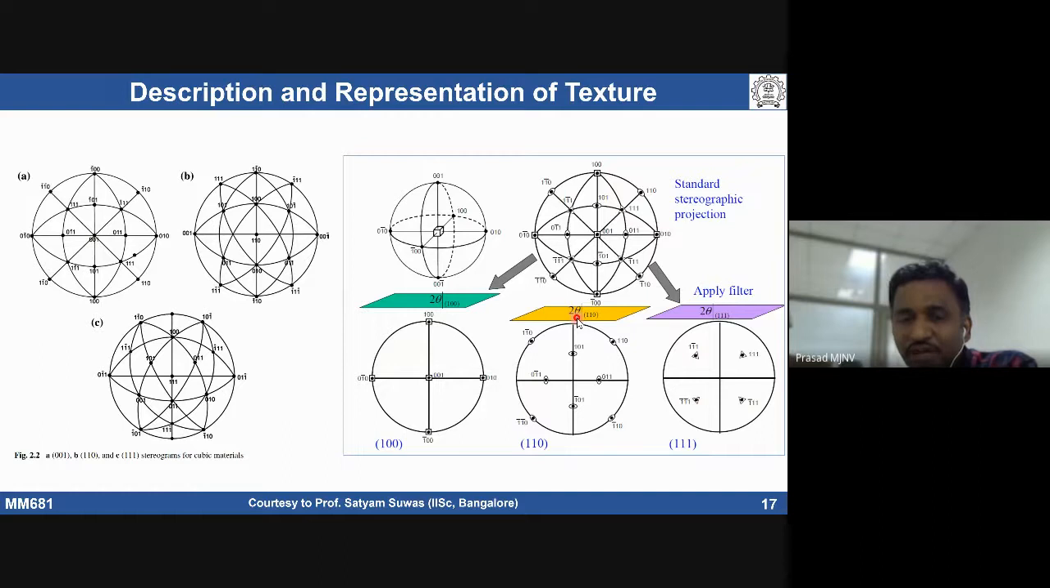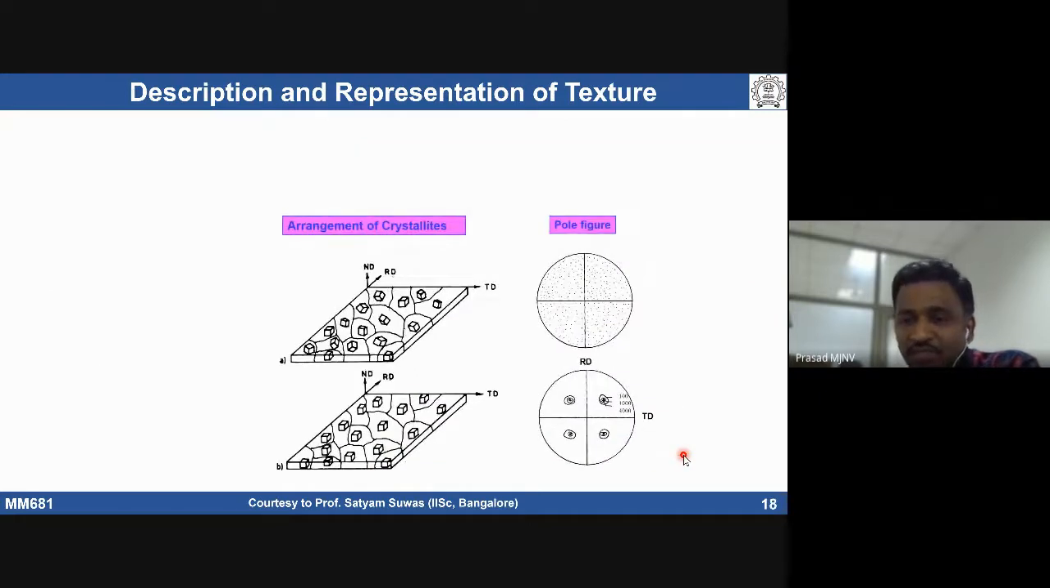If you need more information about it, one has to go through a textbook, Kelly and Groves, on the structure of materials. It has very nice information, with more details on stereographic projection. As far as this course is concerned, the texture information is usually derived by projecting standard stereographs, the 100 planes with respect to 110 planes or 111 planes. So I'm giving one example here.